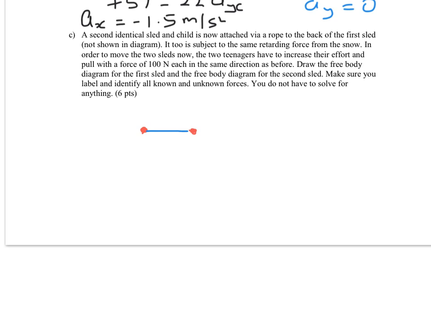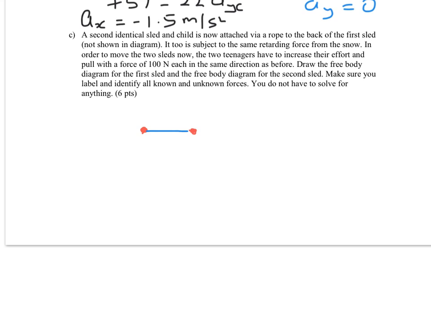Okay, in order to move the two sleds now, the two teenagers will have to increase their efforts and pull with a force of 100 newtons each in the same direction as before. Now, draw the free body diagram for the first sled and the free body diagram for the second sled. Make sure you label and identify all known and unknown forces. You do not have to solve for anything. Okay, so they just want you to draw free body diagrams. All right, so let's start.